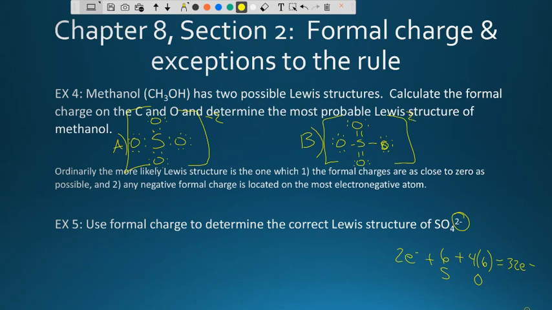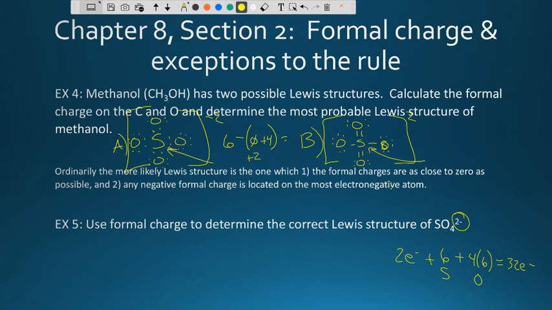So this is one that I would probably provide for you rather than having you come up with the options on here. We're trying to figure out which one is the more correct one. If I take a look at this core, sulfur has 6 valence electrons. I have 0 unshared, and I have 4 shared. So that's going to be an overall formal charge of +2.